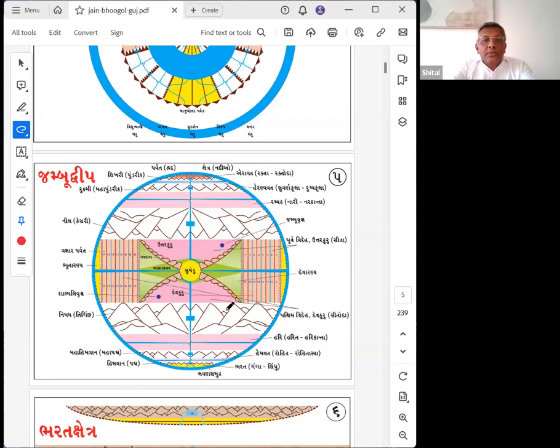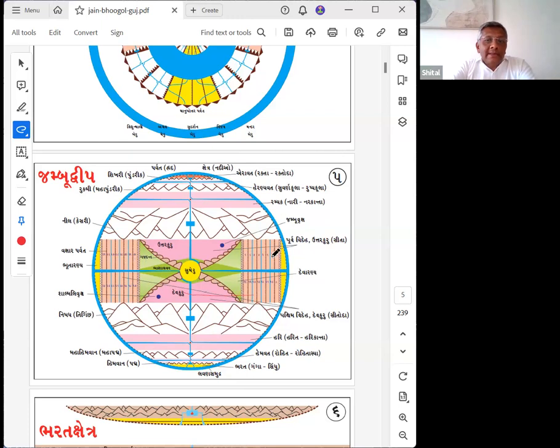So 1, 2, 3, 4, 5, 6, all 6 eras. So the time changes here and here. So we are currently in the 5th era in Bharat Kshetra. That's why you don't find any Tirthankars where we are. But if you go to Videh Kshetra, as this is the 4th era here and here, you will find Tirthankars here.